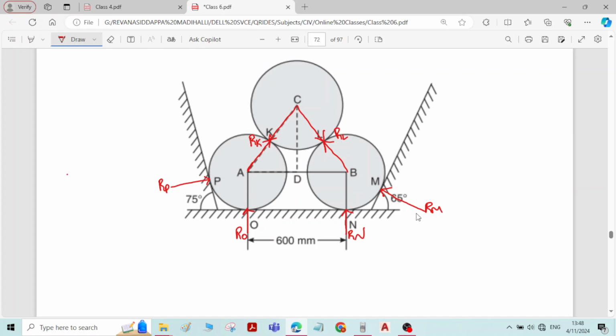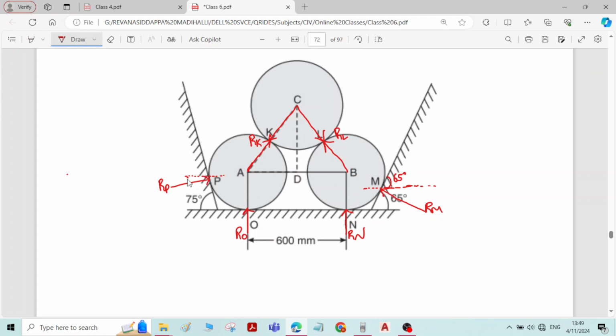Now we have to determine horizontal inclination of all the spheres, means all the inclined reactions. For that, you draw one horizontal here, one horizontal here, here also you draw one horizontal here. Then angle of this plane with the x-axis is given as 65 degree. And angle of RM with the plane is 90 degree. Therefore, the remaining angle is 25 degree here.